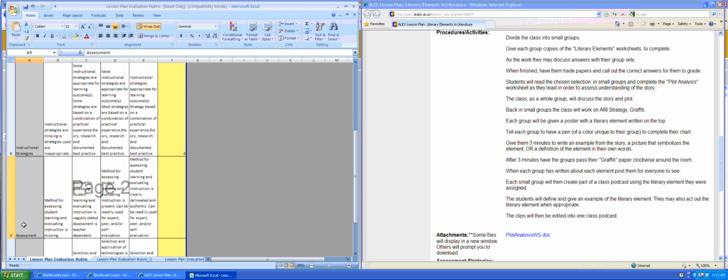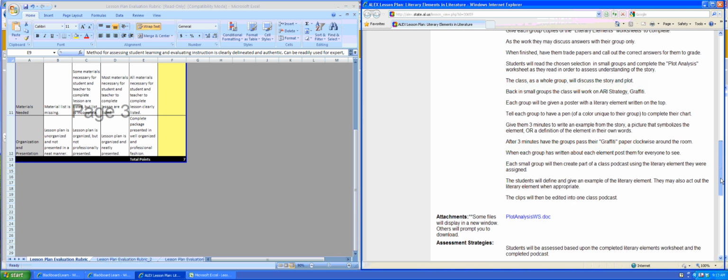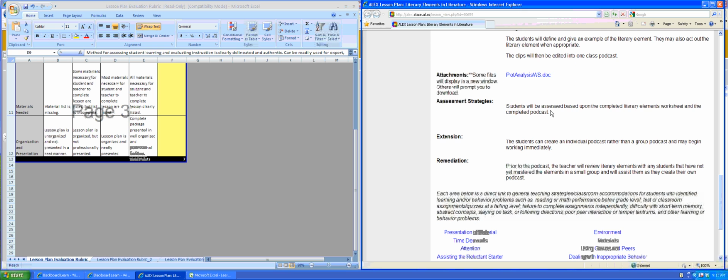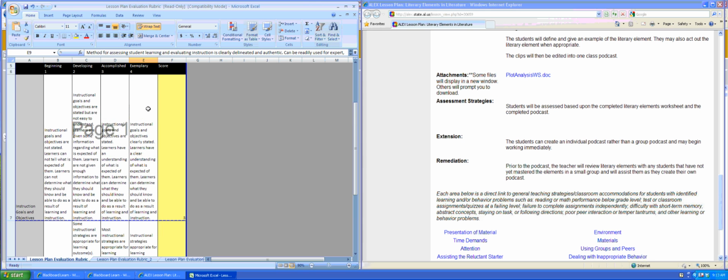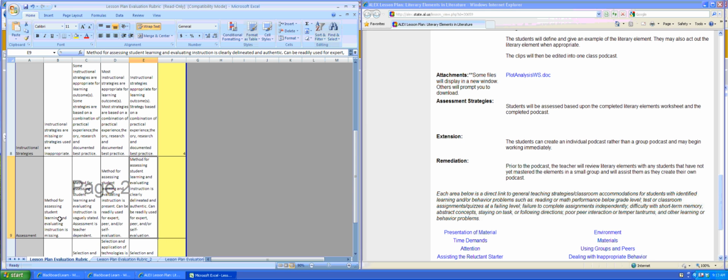Now, again, I do the same thing for assessment, looking at each of those and determining how was this lesson plan evaluated. So I come over, look at the lesson plan, and decide students will be assessed based on the completed literary elements worksheet and the completed podcast. So I would read each of the descriptions and decide whether or not the assessment is appropriate for what they're trying to accomplish and whether it was authentic. And in this case, I might give it a score of a 3.